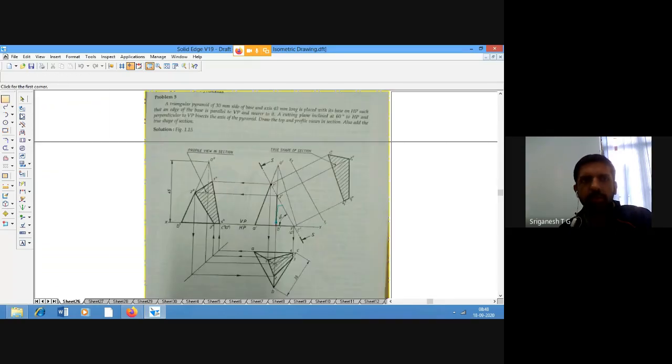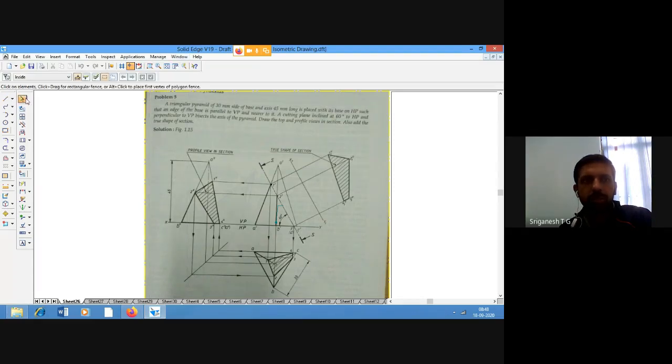Okay, so we were doing this problem in the last class. So what has been given over here? A triangular pyramid with 30 sides of base. So you have a triangular pyramid, the base of the triangle is 30 sides. And the axis, that is the height of the pyramid, is 45 long, and it is placed on its base on HP such that the edge of the base is parallel to VP and nearer to it.